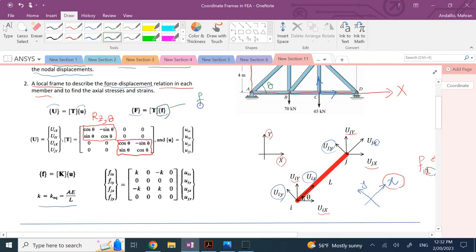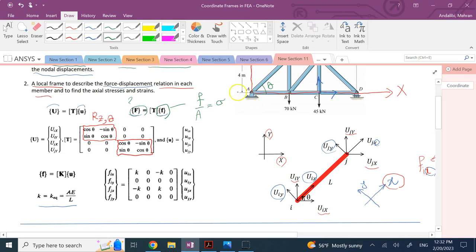If I divide this small f by the cross section of each member, what am I going to get? I'm going to get normal stress. But what about this guy, this capital F? Is that going to give me anything? No, right? That is not going to give me anything about the member, because that's not along the member.